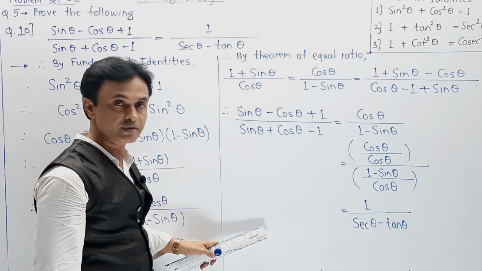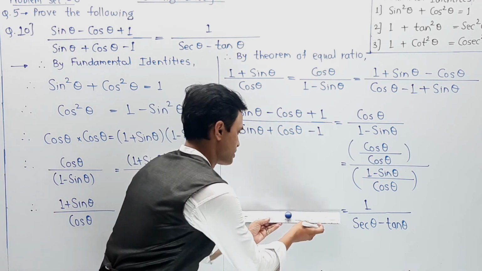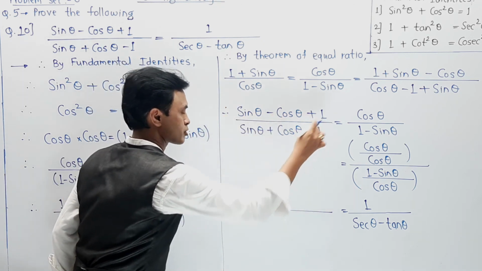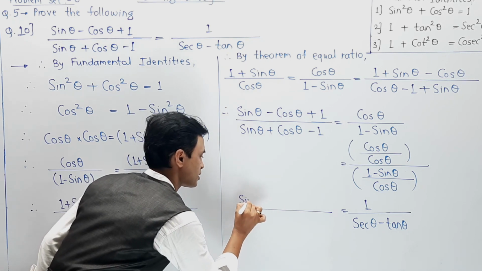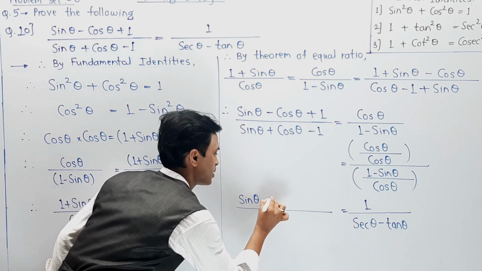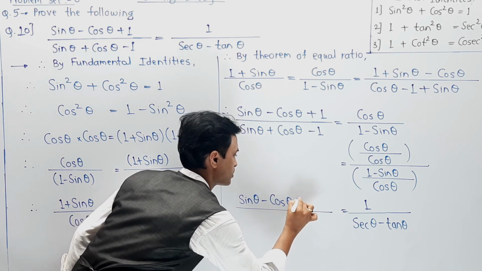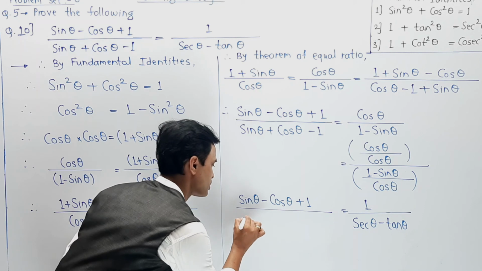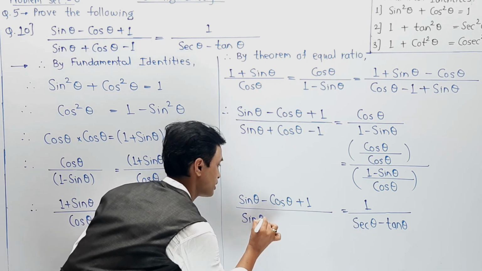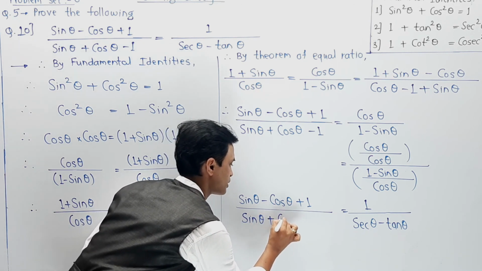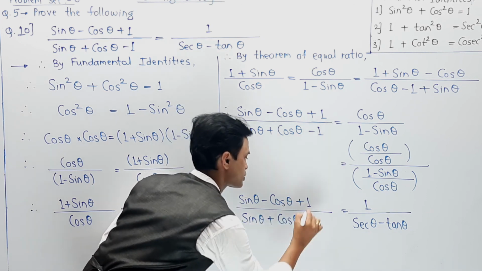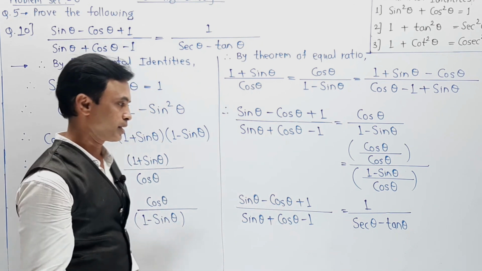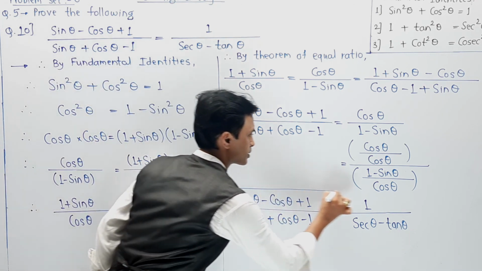Now I am just writing this step once again over here. And the part is (sin theta minus cos theta plus 1) divided by (sin theta plus cos theta minus 1) is equal to 1 upon (sec theta minus tan theta). And that is your required answer.